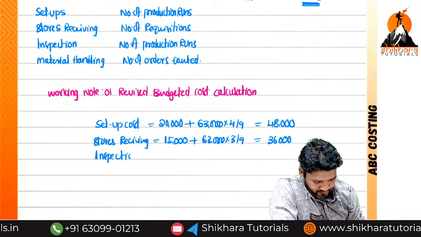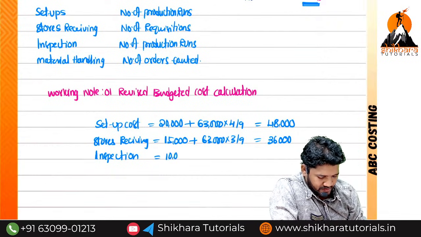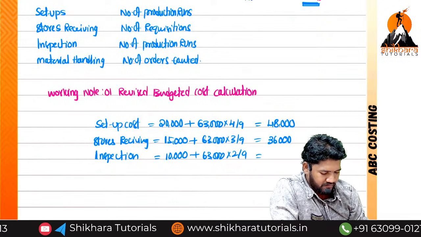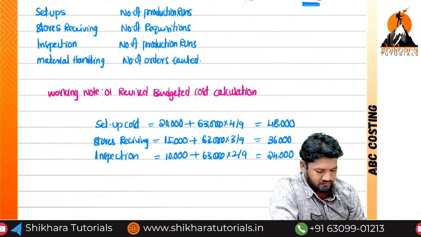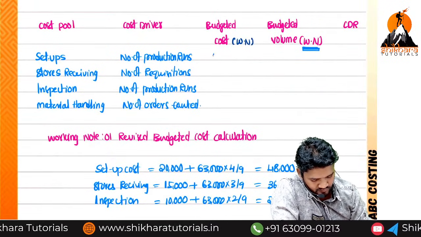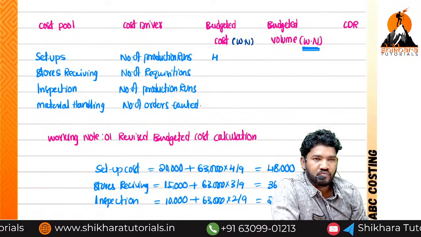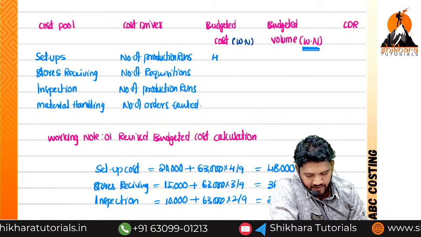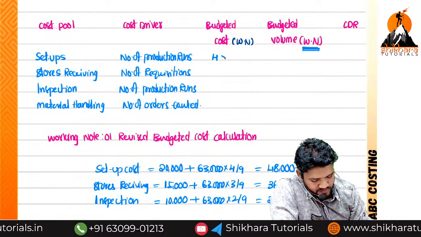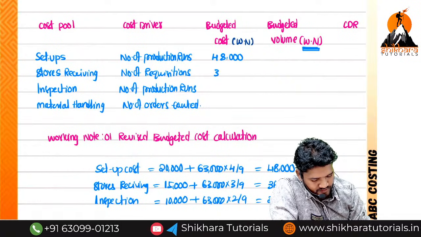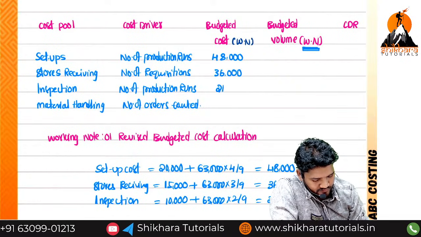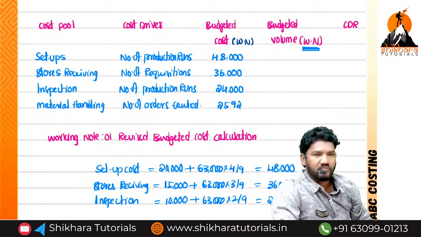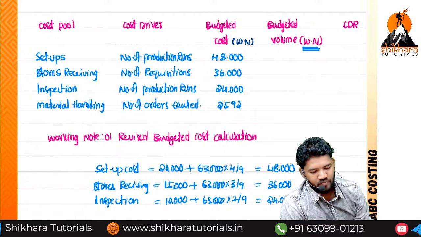Inspection existing 10,000, share total. For that there is no share. What is the amount they gave in the question paper? We have to consider it directly. Are you okay? There is no revised. What about the budgeted cost? 48,000, 36,000, 24,000, 25,2592. Guys, clear?